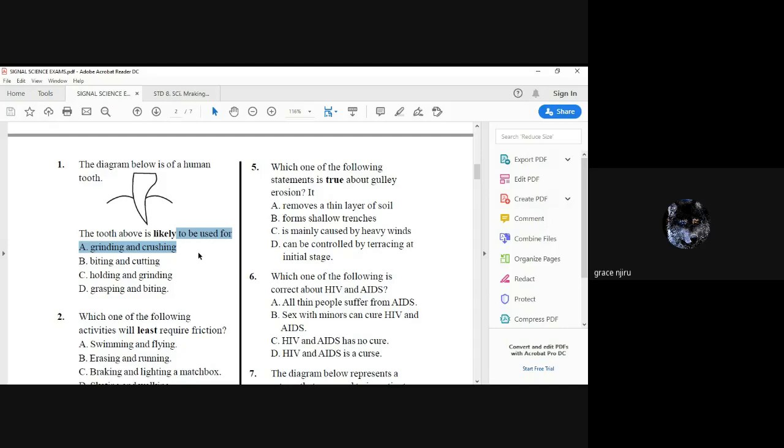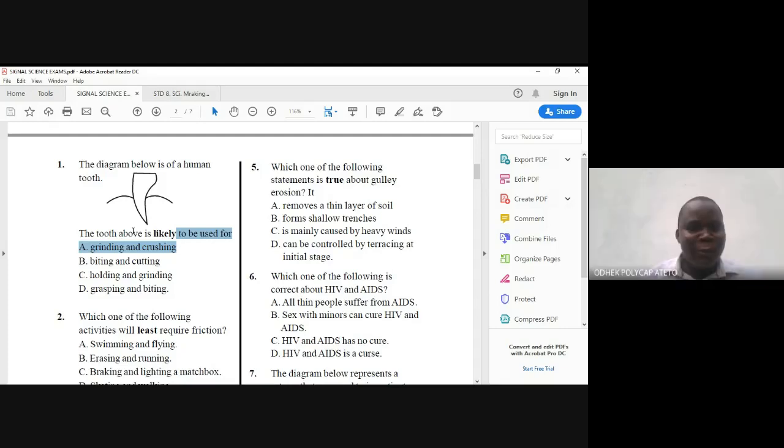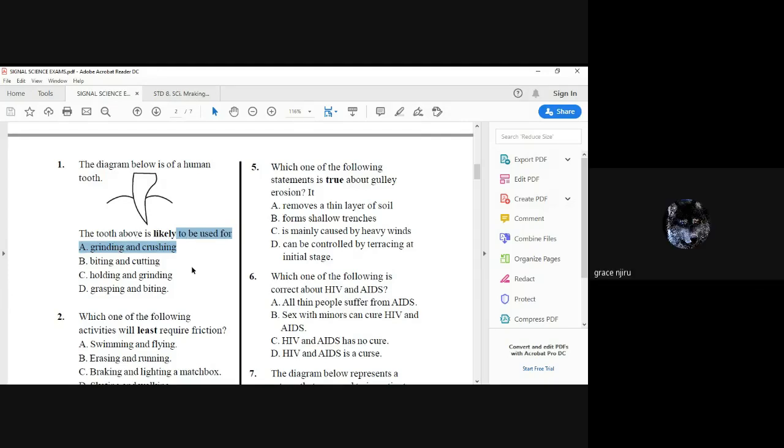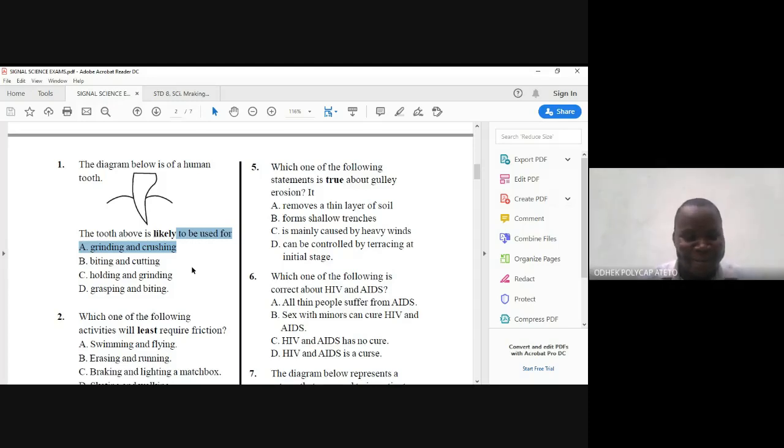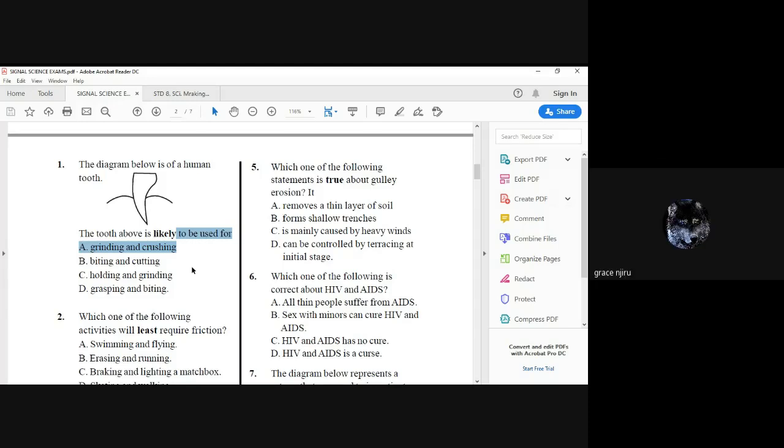After labeling the diagram, you analyze the choices. So you cannot analyze the choices before you read the question. That comes normally. So read the question now. The tooth above is likely to be used for.